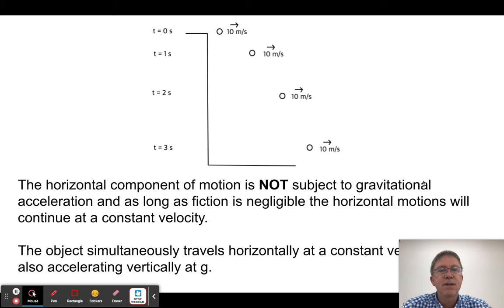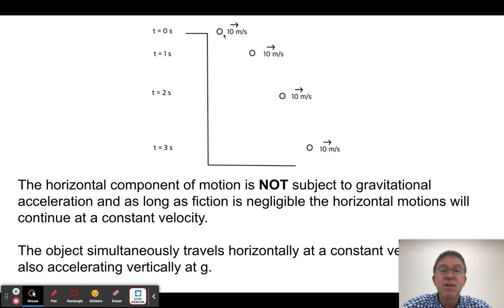Okay, so horizontal motion, however, is not subject to gravitational acceleration. Gravitational acceleration is directed in the earthward direction, which is at a right angle to the horizontal, so it has no bearing on that. So if I throw an object off a cliff at 10 meters per second, yes, it's going to be pulled downwards by gravity. However, the horizontal component of its motion is going to be unchanged.